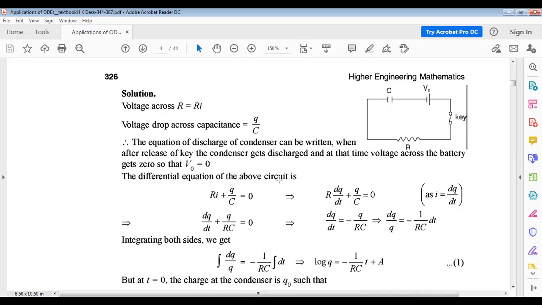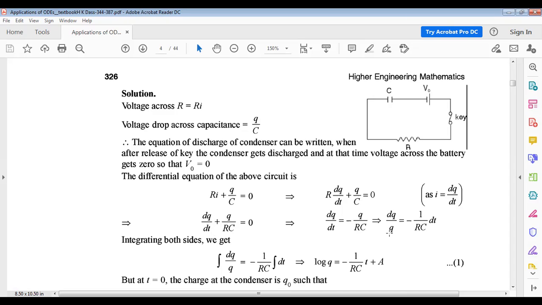The differential equation of the above circuit can be written as Ri plus Q divided by C equals to 0, because voltage drop will be 0. From this we can write, as I equals to dq by dt, dq by dt plus Q by C equals to 0. So from this differential equation, after dividing R on both sides, then dq by dt equals to minus this. So by variable separable method we can write dq divided by q equals to minus 1 by RC dt.